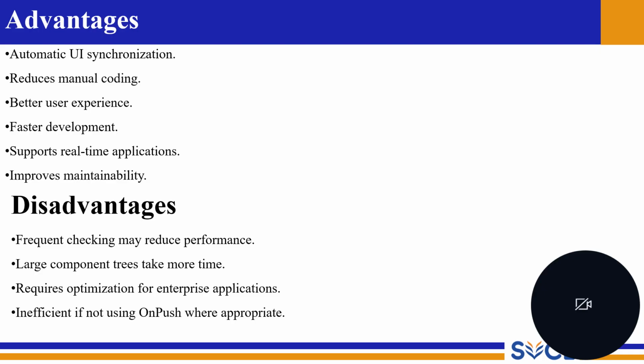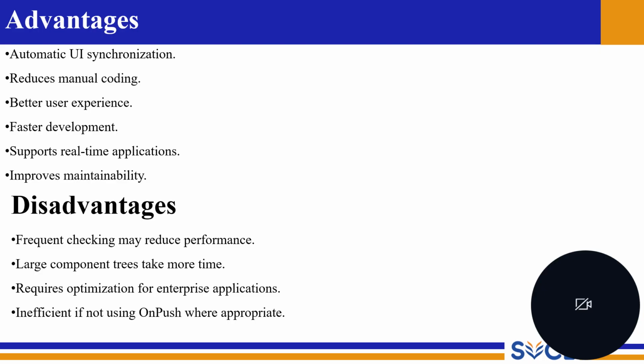The third one is better user experience. Users see updated information immediately without refreshing the page. This makes the application faster, smoother, and more interactive. For example, a live chat application displays new messages instantly. The fourth one is faster development. Since Angular handles the user interface update automatically, developers can focus on business logic instead of updating the HTML manually. This speeds up application development.